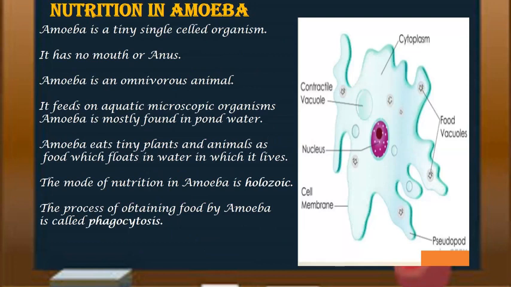Now let's talk about the nutrition in amoeba. As you know, students, amoeba is a tiny single-celled organism. It has no mouth or anus. Amoeba is an omnivorous animal. It feeds on aquatic microscopic organisms. Amoeba is mostly found in pond water. Amoeba eats tiny plants and animals as food which float in water in which it lives. The mode of nutrition in amoeba is holozoic. The process of obtaining food by amoeba is called phagocytosis.